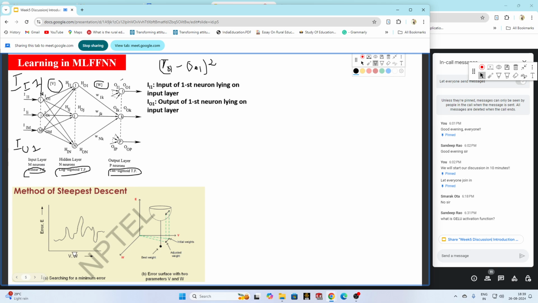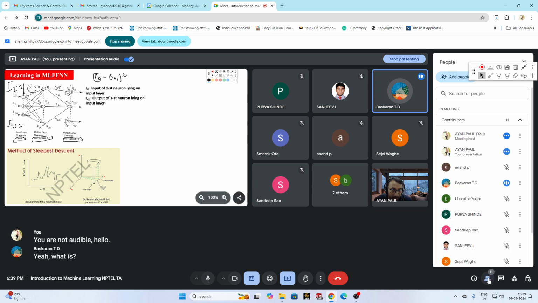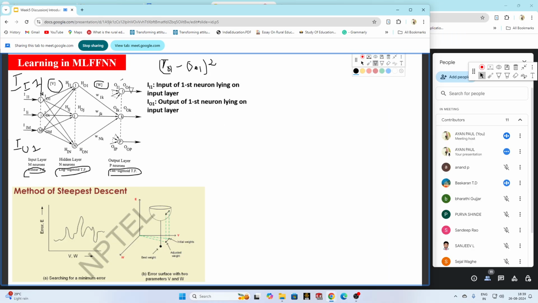Any questions? What is this V and W? V and W are the weights.